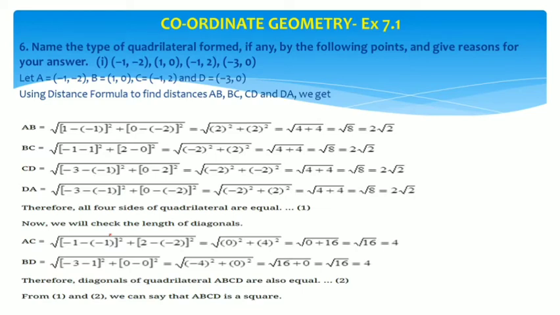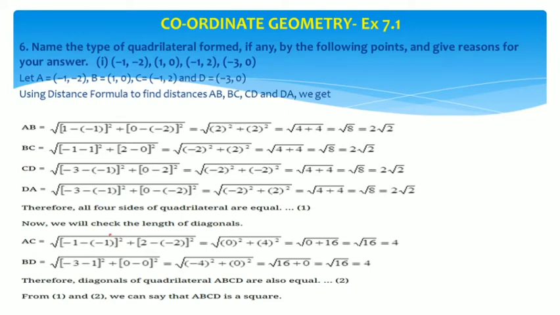In such types of questions, for solving them, what we do is, with the help of the distance formula, we find all four sides of the particular quadrilateral and the lengths of both the diagonals. Then we see the relationship between the sides and the relationship between the diagonals. And based on that relationship, we can deduce what type of quadrilateral that particular figure is.